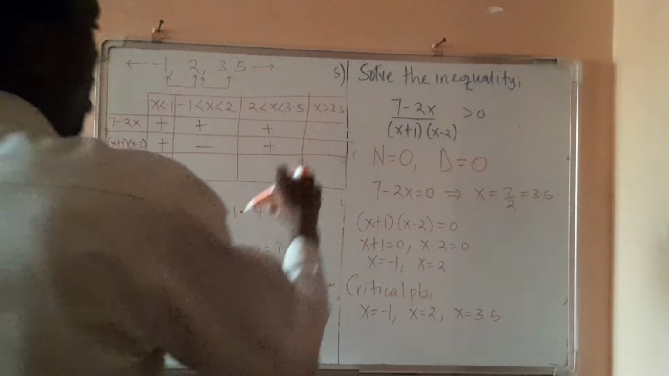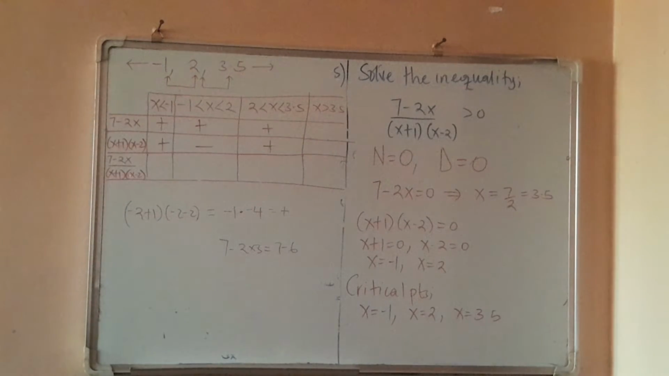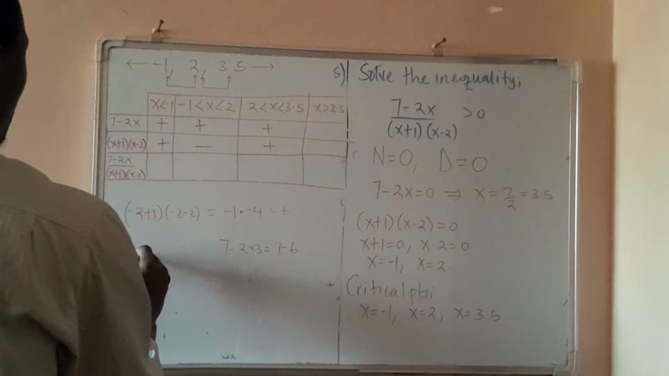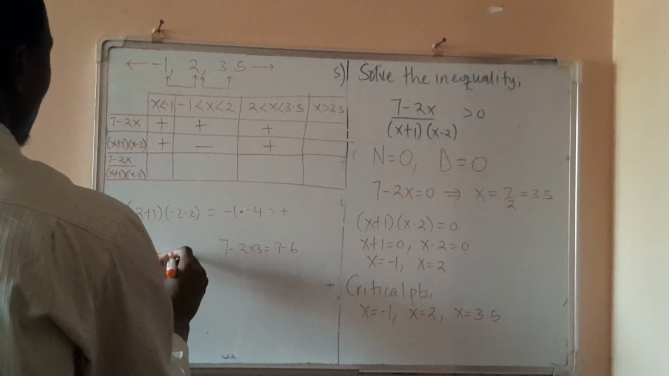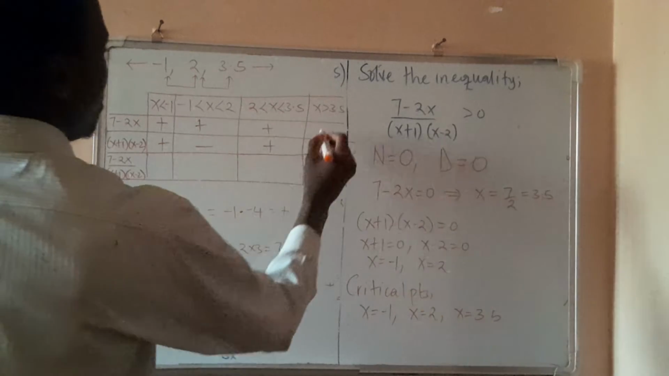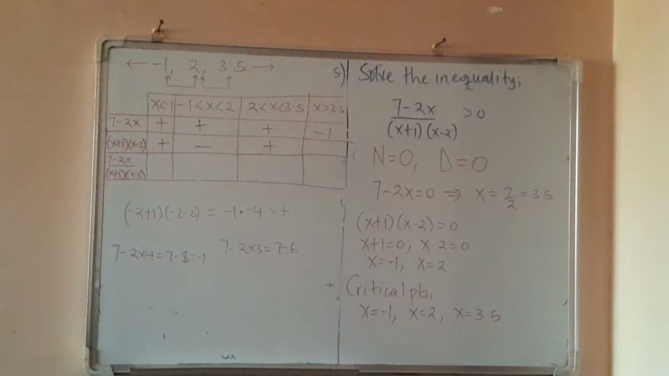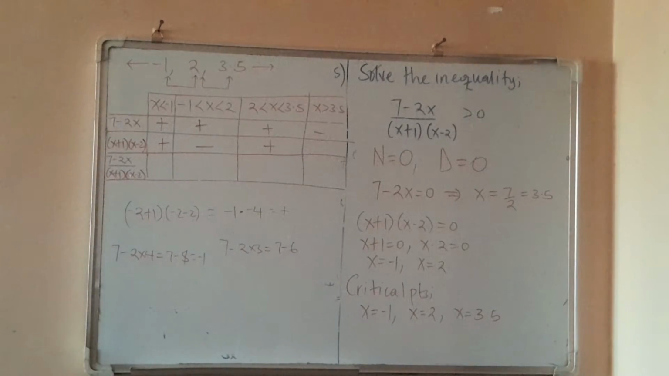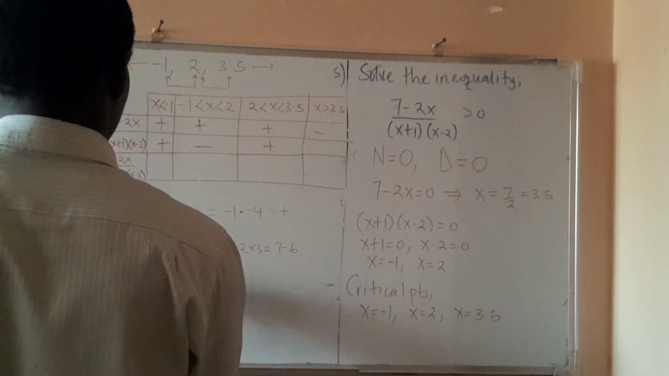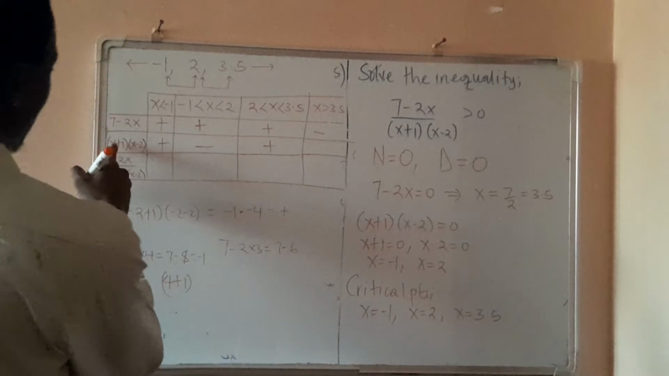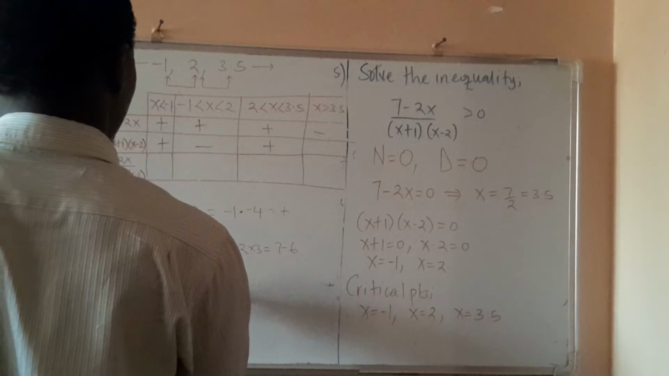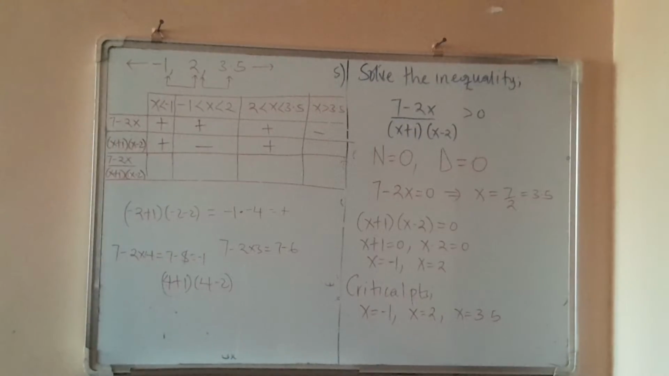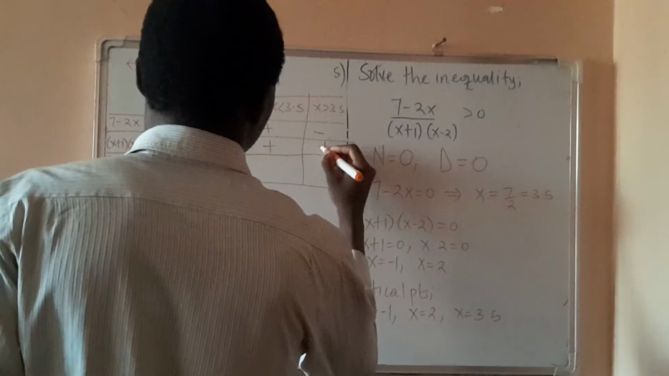Then for values above 3.5, substitute x equals 4. Here, 7 minus 2 times 4, that is 7 minus 8, we get a negative answer. So this answer is negative. Then you also substitute here, x equals 4. We have 4 plus 1, then 4 minus 2. When you multiply here, we get a positive answer. So this answer is positive.